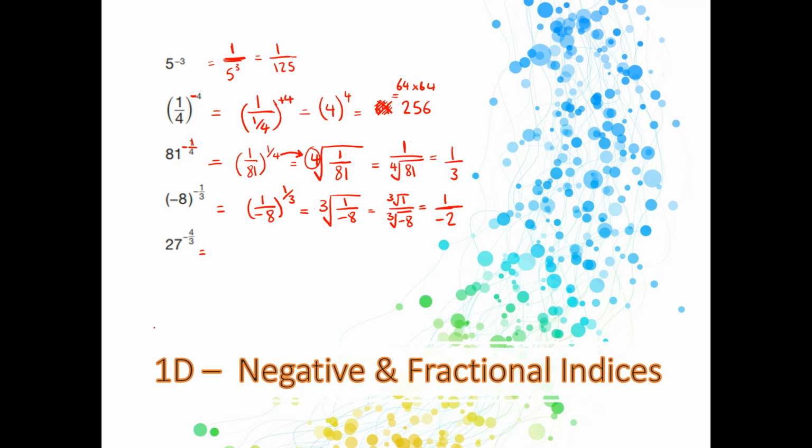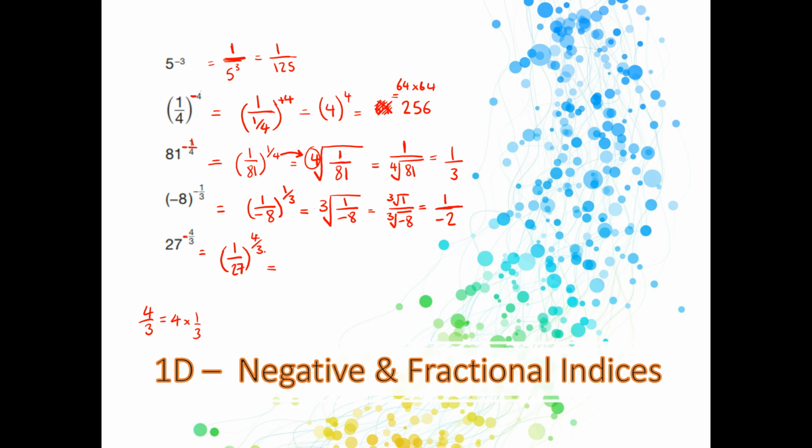Alright, have a go at the next question and then check your answer with me. If you're not sure, because of the minus in the index, you can write this as 1 over 27 with a positive power of 4 over 3. Now, what does it mean to have a power of 4 over 3? You can split up 4 over 3. 4 over 3 means 4 times a third.